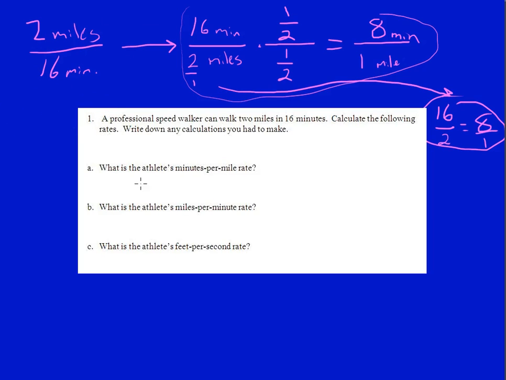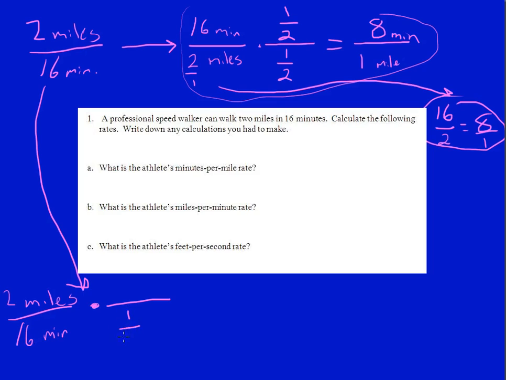Now the second one, what's the athlete's miles per minute, which is what we're more used to seeing. So again, we're going to go from this guy here. This is miles on top, minutes on the bottom. We want to find the miles, plural. So it's 2 miles per 16 minutes. And then again, we need to turn the minutes into 1 at this point. So we're going to multiply again. This time we're going to multiply by something to turn this denominator into 1, which would be 1 over 16.